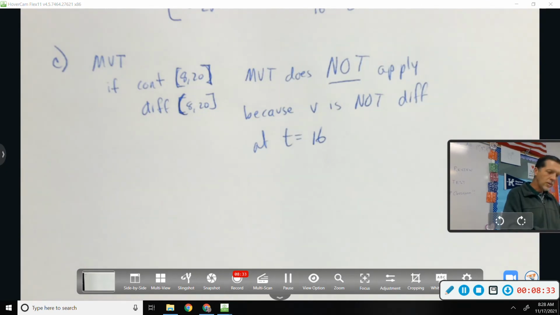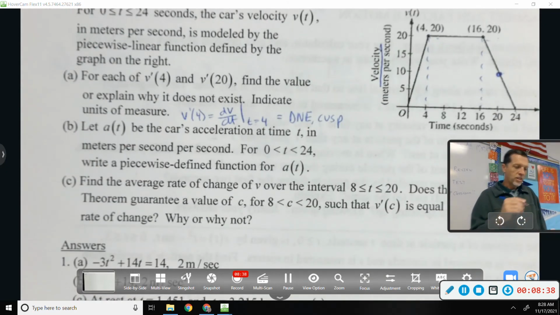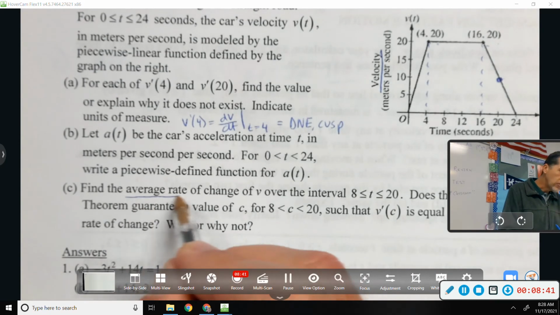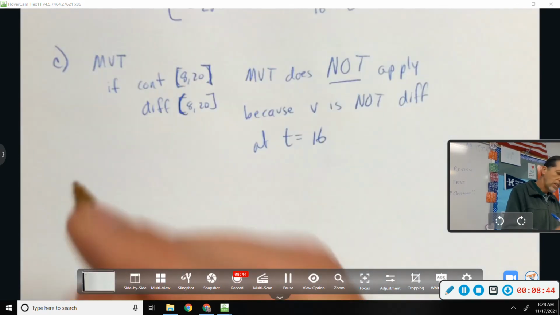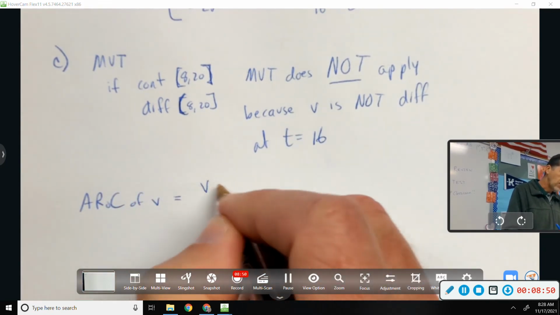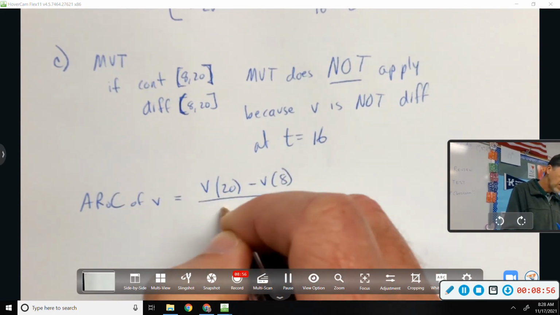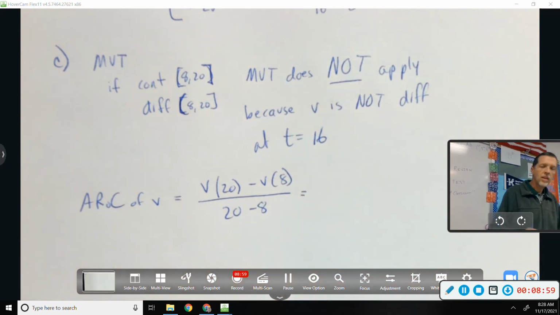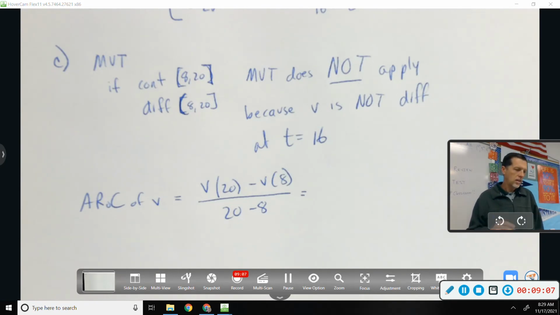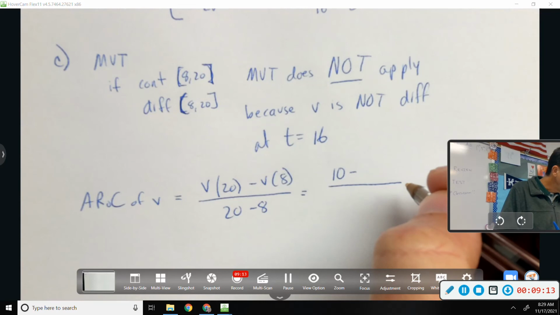Wait a minute. I need to go back and read the question and make sure I answered everything. I jumped straight to the MVT part. Find the average rate of change of v. So I need to back up. The average rate of change of v. So that means v(20) minus v(8) over 20 minus 8. So I can still find an average rate of change. It's just not going to equal the instantaneous rate of change because MVT doesn't apply. So velocity at 20 is 10, just reading off the graph.